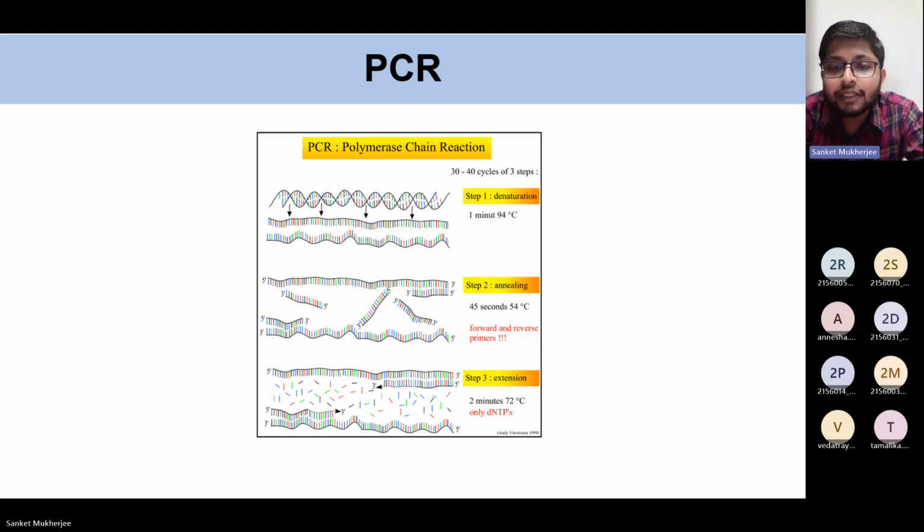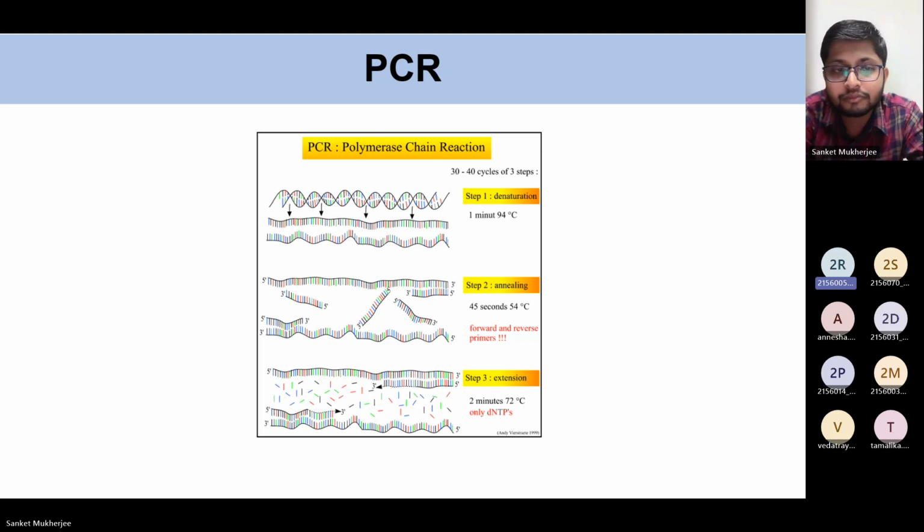Okay. So how is the annealing temperature decided? Anybody knows? By measuring the percentage of GC content. That is correct. GC content of what? GC content of the primers. So what will the GC content give us? The melting temperature. That is correct.